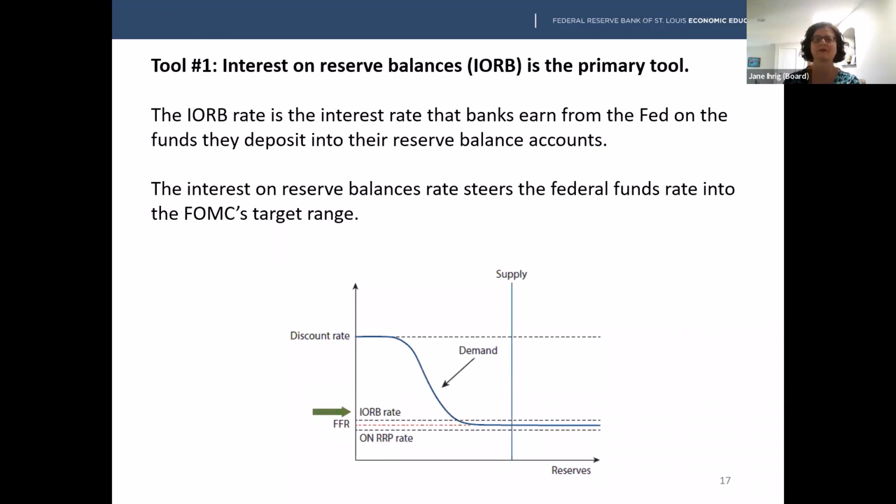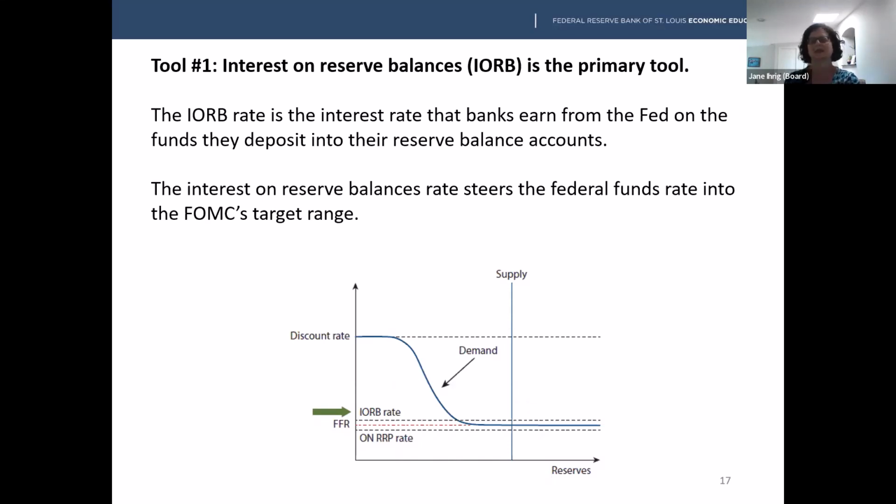Okay, so this is the primary tool. Remember, banks have accounts at the Fed, just like you have a checking account at your bank. Banks have a checking account at the Federal Reserve. Those checking accounts are called reserve balance accounts. The funds that banks hold in the reserve balance account will get the interest on reserve balance rate. That is the key tool, and the rate associated with it is used to move short-term interest rates, in particular the fed funds rate, into the FOMC's target range that they will set. So if teaching in class, what message do you want to get across? Interest on reserve balances is the key tool. It has an associated interest rate that the Fed sets so that the market-determined federal funds rate moves into the FOMC's target range.